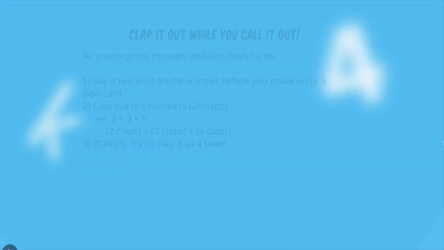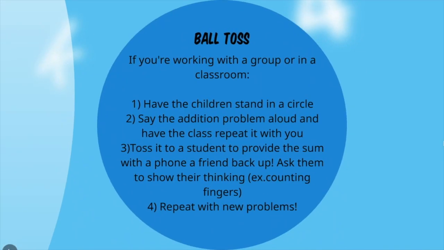The second one is a ball toss game. If you're working with a group or in a classroom, this would be ideal. You could have the children stand in a circle, and you read out the addition problem aloud, but also have the class repeat it with you. You could do that once or twice. Then you can toss the ball to a student so they can answer back with the sum, with a phone a friend backup, of course, because the main idea is just to get them thinking, not make them feel like they're on the spot and they have to get it right.